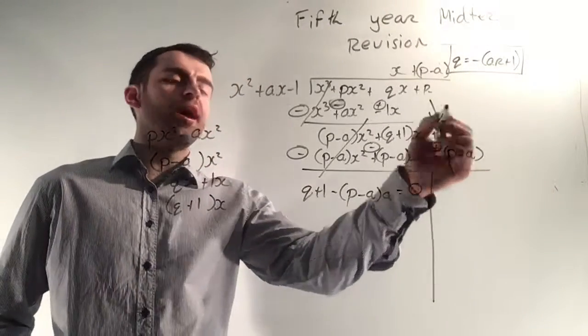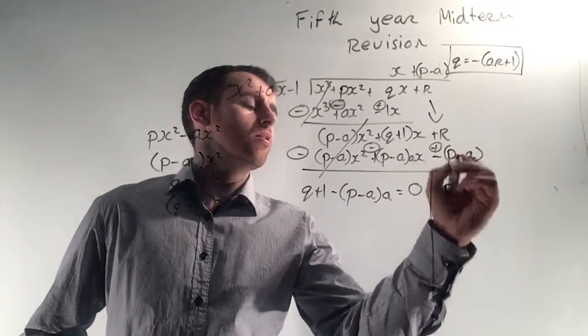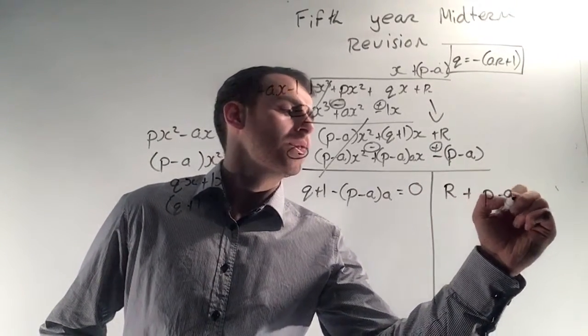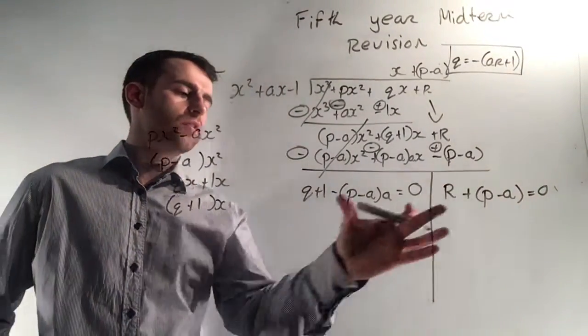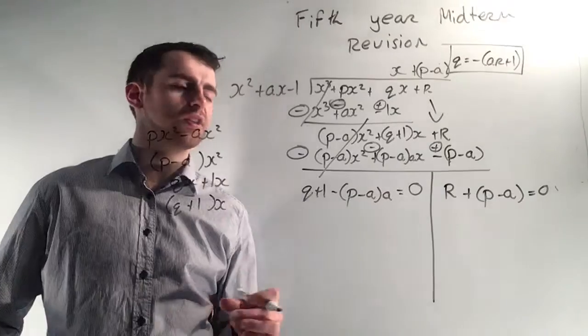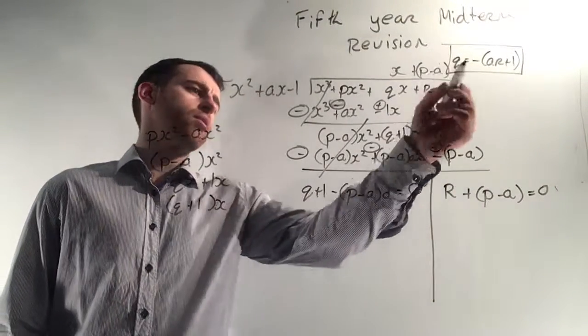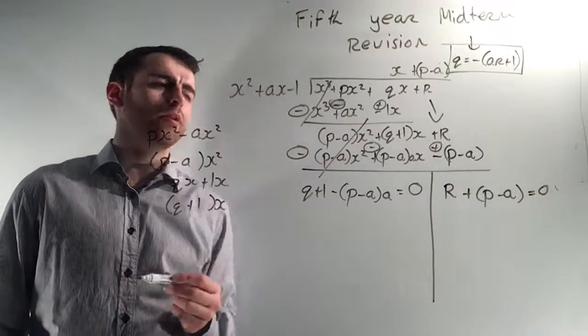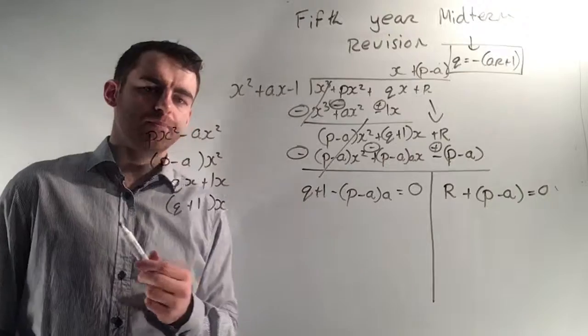My other remainder is the numbers that have no x's in front of them. On the top, that's an r, and on the bottom, that's plus p minus a, and I know that that is equal to 0 for the same reason. So I have 2 separate remainders, 2 different equations, and I know they're both equal to 0. It's only at this point that I would start to worry about what I'm trying to prove. I need to prove that q is equal to minus a times r plus 1.